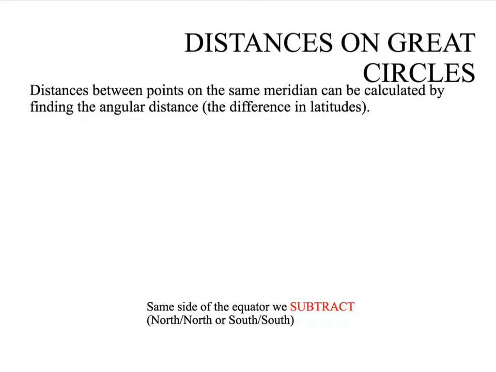if our latitudes are on the same side of the equator, so that means that both latitudes are north or both latitudes are south, then we subtract to find the difference. However, if they are actually on opposite sides, so that means that one is north and one is south, or south and north, but if they are on different sides of the equator, then we actually add them to find the difference.